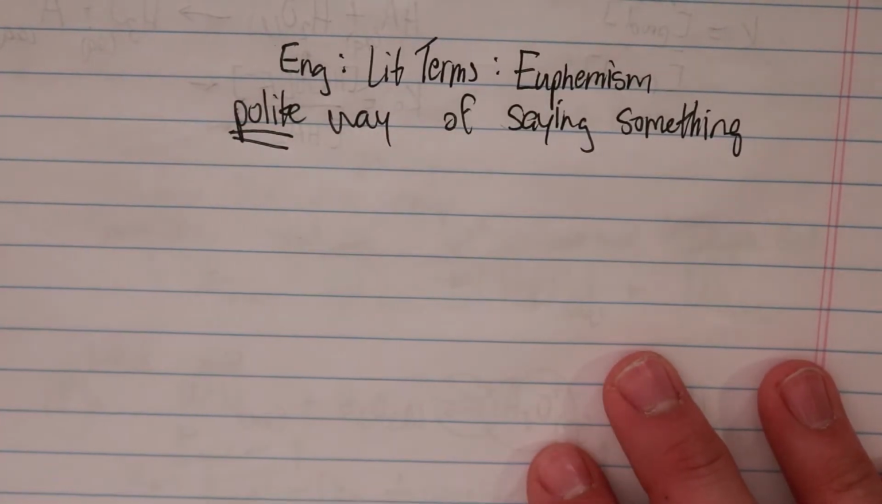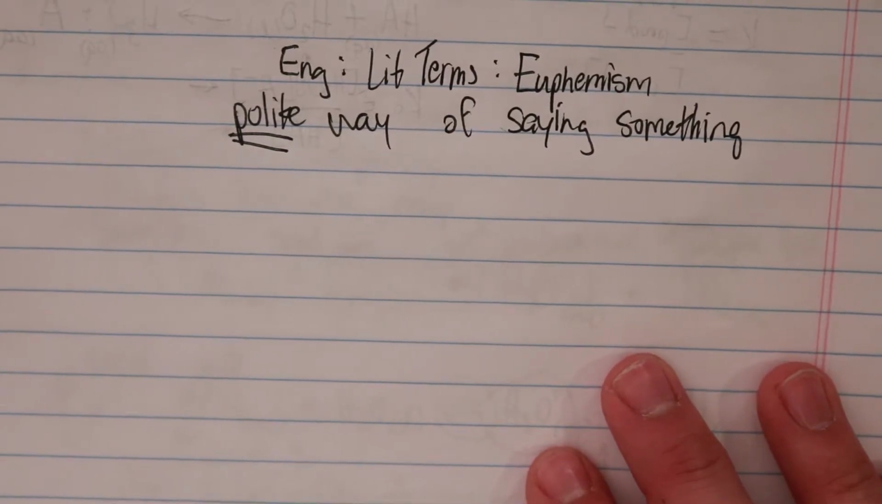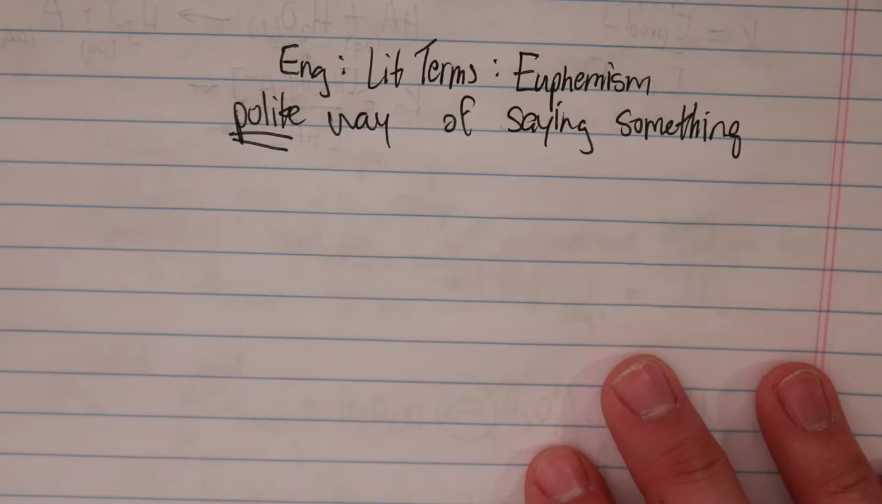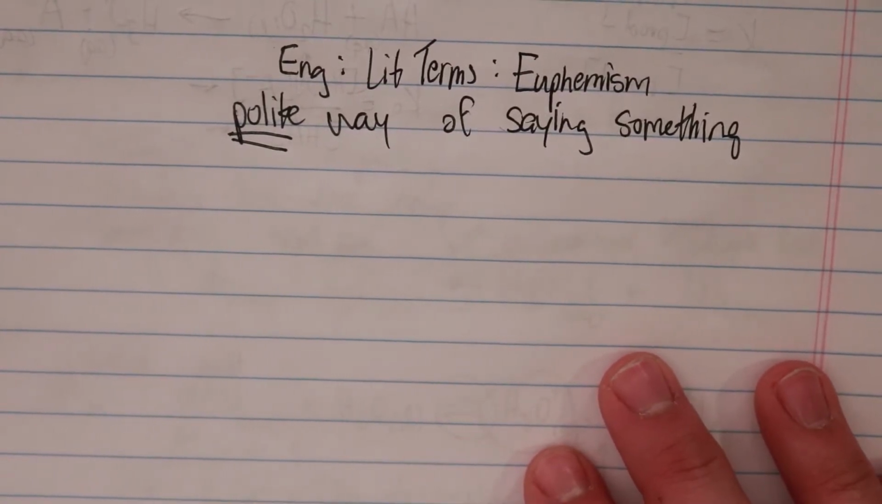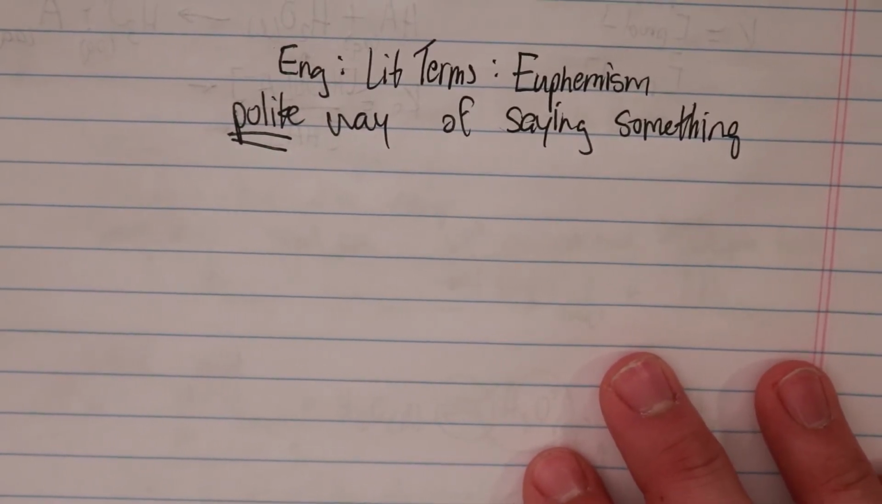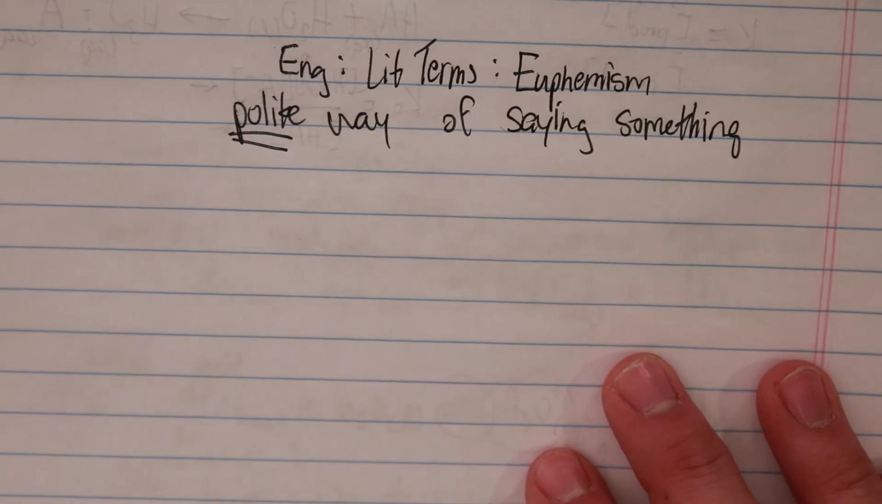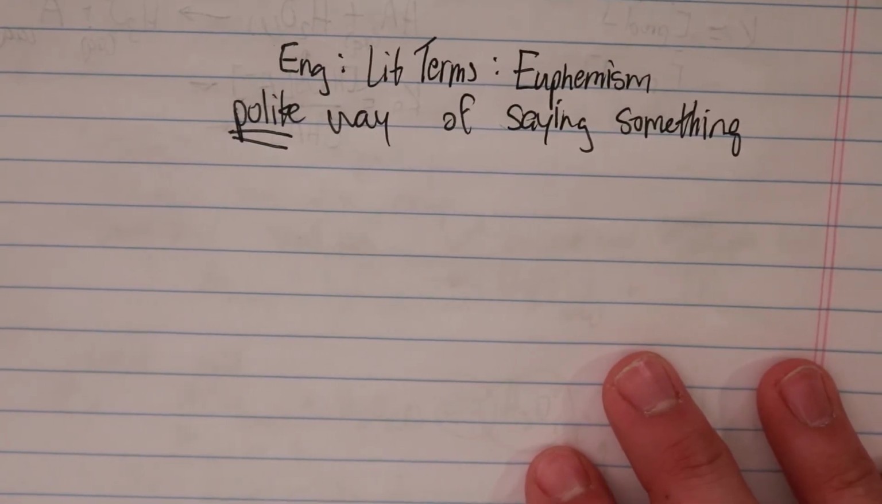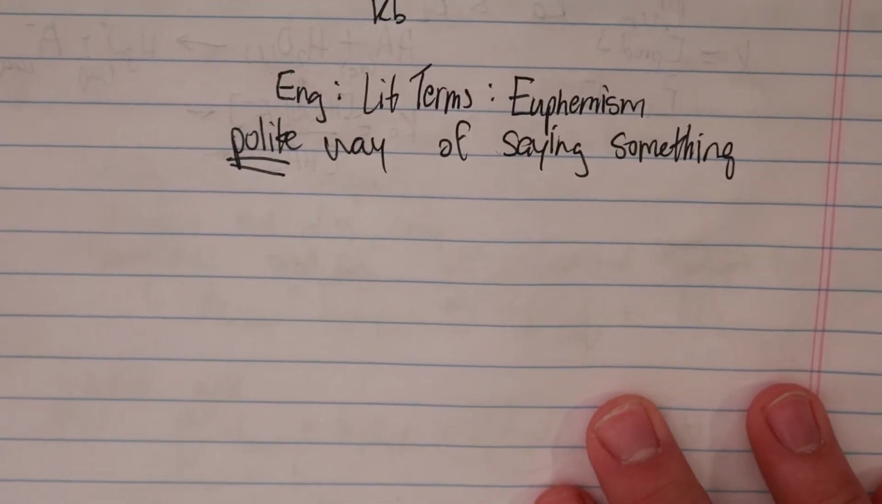A euphemism describes something that is usually a little bit taboo in culture, and it says it in a nice way. So kind of like Netflix and chill would be a euphemism for today's culture. But that's what a euphemism is, just a polite way of saying something, politically correct, if you want to be in it, kind of avoids offending people. But yeah, that is a euphemism.